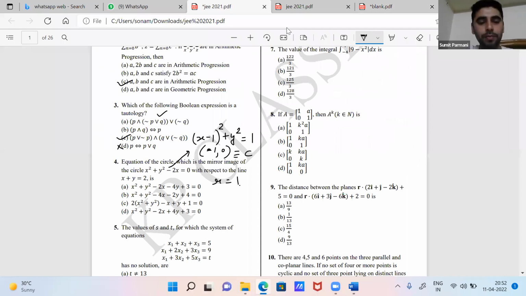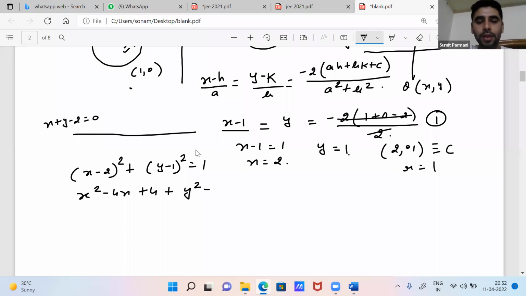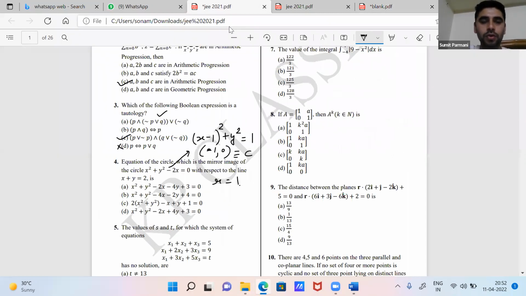You have x square minus 4x plus 4 plus y square minus 2y plus 1 is equal to 1. This 1 and 1 will get cancelled. So you have x square plus y square minus 4x minus 2y plus 4 is equal to 0. x square plus y square minus 4x minus 2y plus 4 is equal to 0 is the answer.